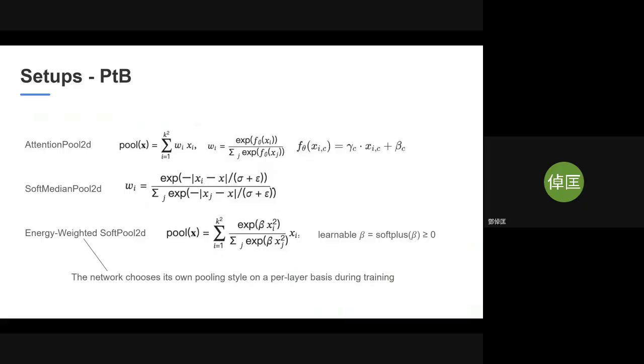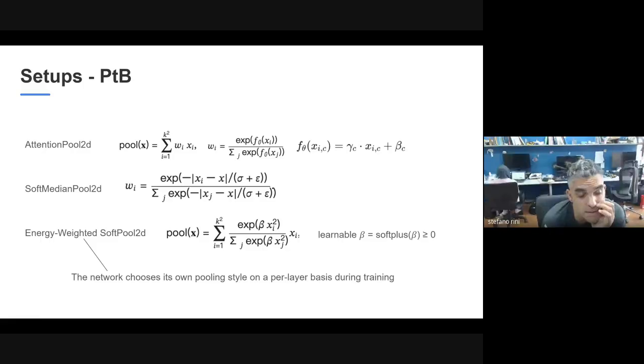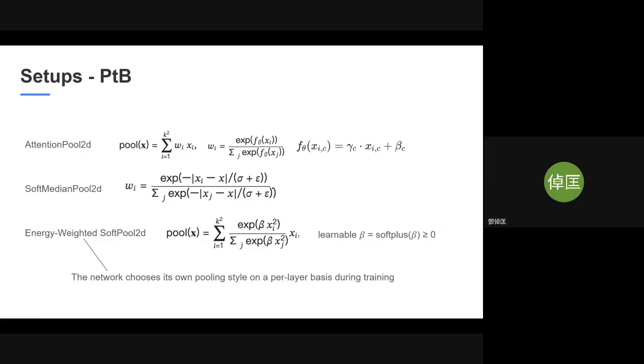So this is the custom pooling. In addition to activation, 3 custom pooling strategies are introduced. Attention pooling assigns learned weights to each element in a pooling window, allowing the network to focus on the most relevant spatial features. The soft median pooling provides a smoother and more robust alternative by emphasizing values near the local mean. And the energy weighted soft pool introduces a learnable parameter beta. When beta is small, the operation behaves like average pooling. And when beta increases, it becomes closer to max pooling. And this allows each layer to automatically learn its preferred balance between smoothing and feature selection.